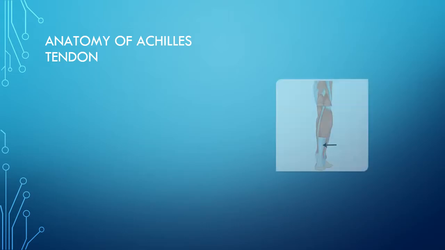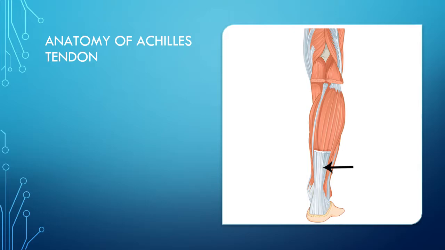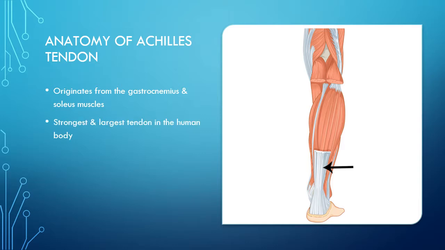So this is an image of the Achilles tendon. It originates from the gastrocnemius and soleus muscles. It's actually the strongest and largest tendon in the human body. Its point of insertion is at the calcaneal tuberosity, and it's approximately 15 centimeters long.